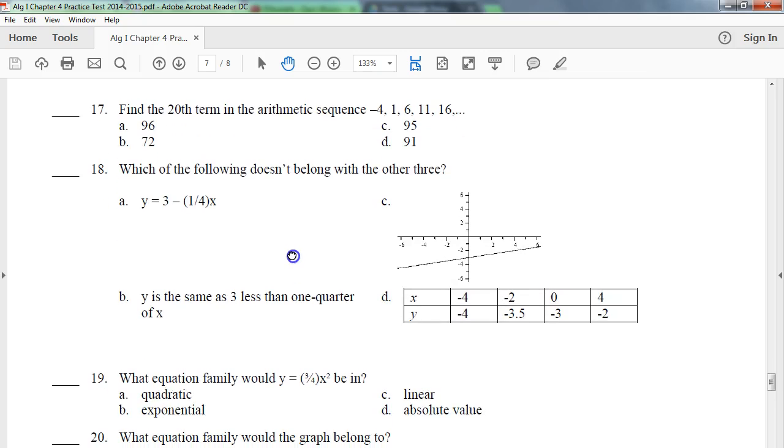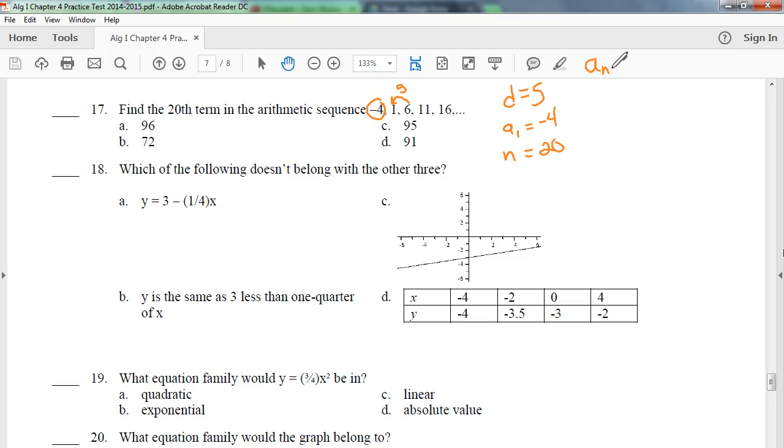Number 17, find the 20th term in the arithmetic sequence negative 4, 1, 6, 11, 16. Well, here we're told that it's an arithmetic sequence, so we can assume that, and we can go ahead and just use one set of terms. 6 minus 1 is 5. So we're adding 5 each time. That's our d. Our first term is negative 4, and we are looking for the 20th term. So our n is 20.